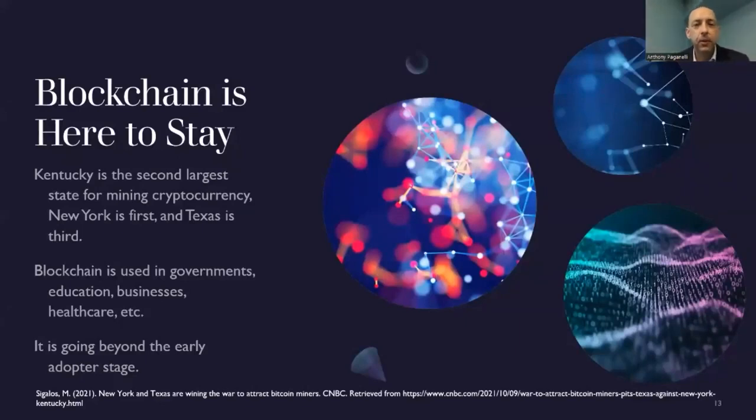Being in Kentucky, we are the second largest state for mining cryptocurrency. New York is first, Texas is third. This is just letting us know that it is here. Of course, those who know a lot about cryptocurrency and mining it know that it takes a lot of energy. There's a lot of sustainability issues there. I think they're starting to try and put these facilities near renewable sources such as hydro and wind and solar. But it's here. I mean, we're using it more in governments, in education.